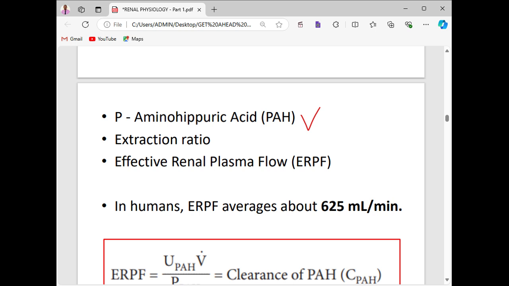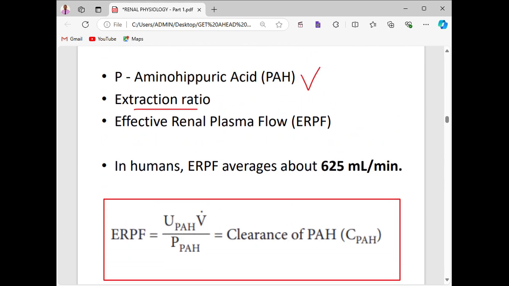So you'll discover that this PAH is usually filtered by the glomeruli and then secreted by the tubular cells, so that its extraction ratio, which is right here, is just the arterial concentration minus the renal venous concentration, divided by the arterial concentration. Very important to take note of that.